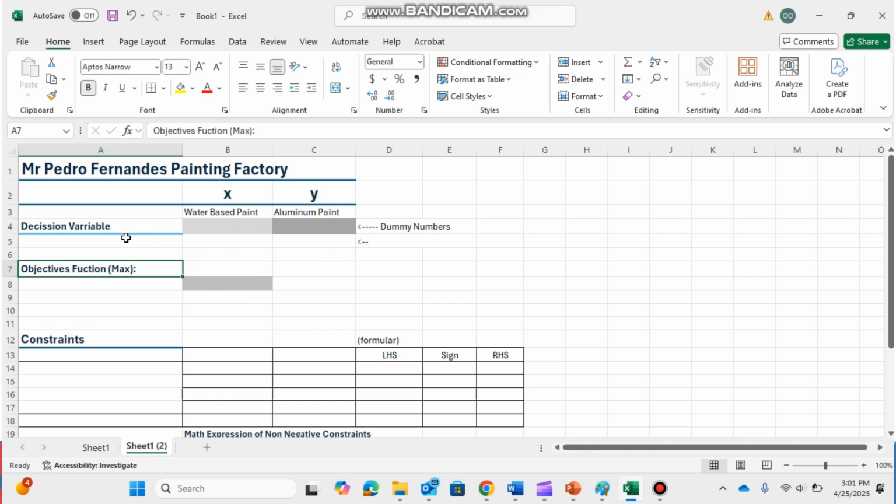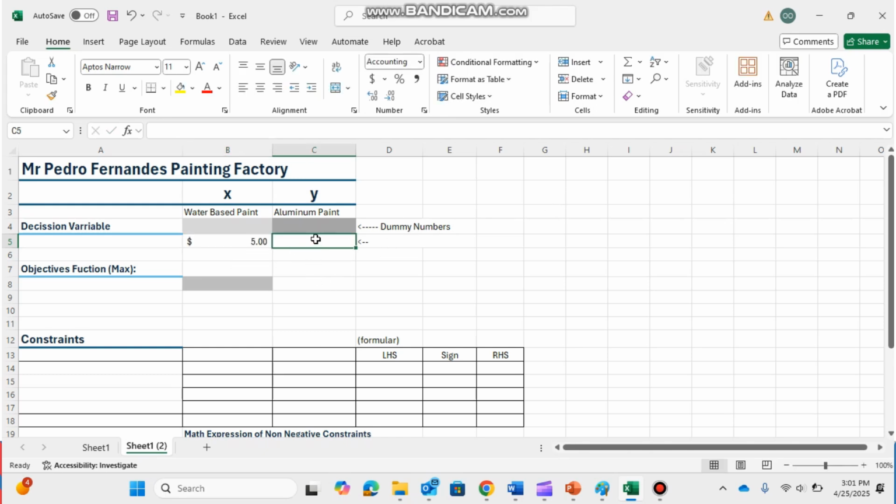So that is our objective function. Let's go. So now we have decision variables here. Now remember that the profit that is stated in the problem, per liter of water-based paint, is $5.